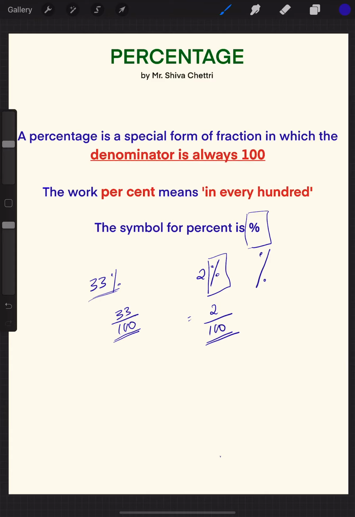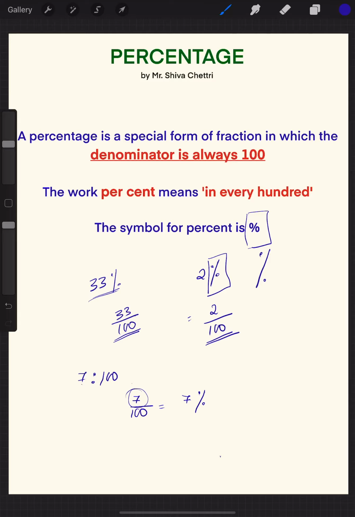Suppose the question says to convert the following ratio or fraction into percentage. It is given as 7 is to 100 in the example on page number 95. You can refer to that, and if you have any doubt you can ask me later on. So how are you going to write this? 7 out of 100, which means it is 7%. If any number is written with the denominator 100, then that is the percentage itself.